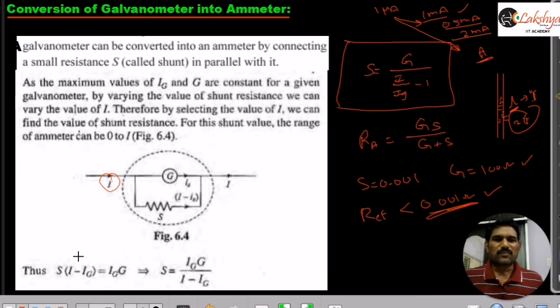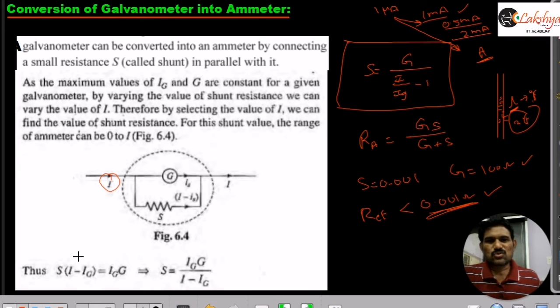It is converted by connecting a very small resistance, known as shunt resistance, or simply a shunt, in parallel with it. Again I am saying, an ammeter is always connected in series with the circuit if you want to measure current in any branch of the circuit. But for the conversion, you should remember we need to connect a small resistance in parallel with the galvanometer so that it becomes an ammeter.